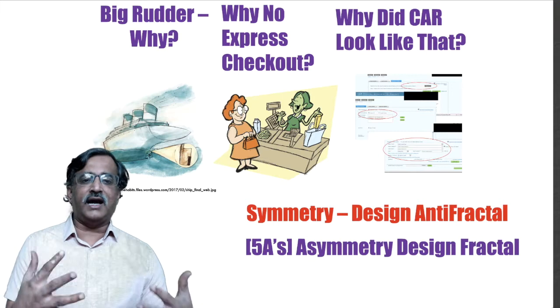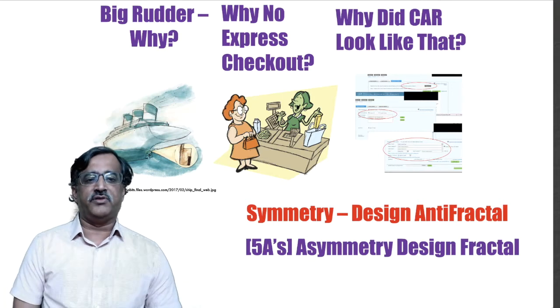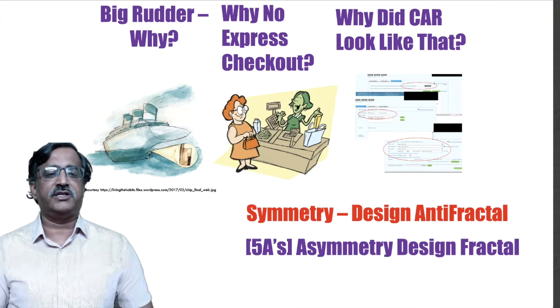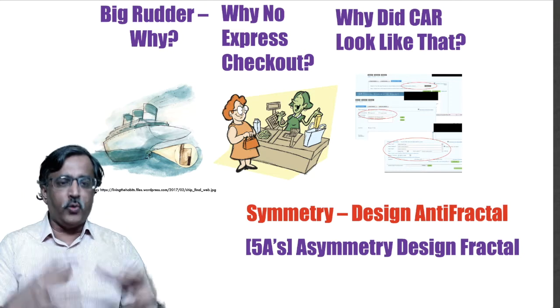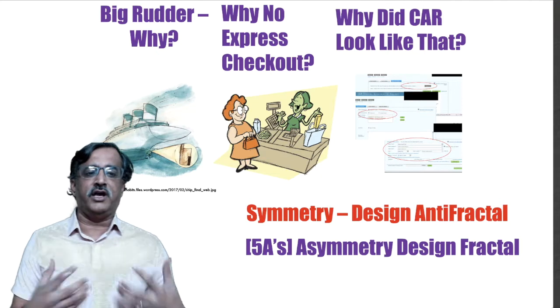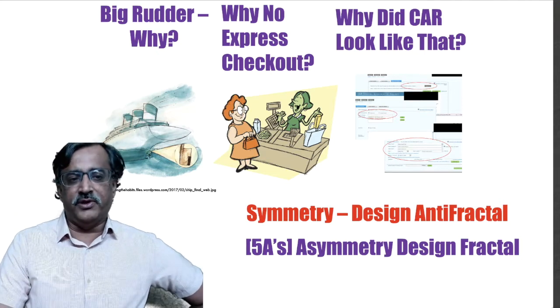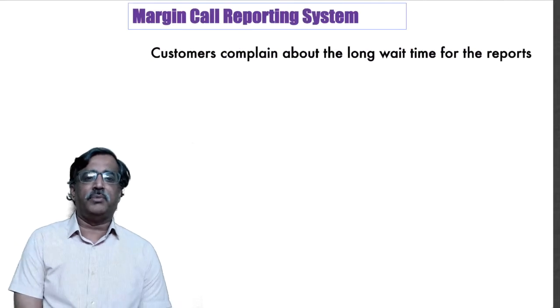So to counter that, we can use asymmetric design principle. Trim tab is using the asymmetric design principle. Express checkout is an asymmetric design. Quick CAR is an asymmetric design. So we can use this principle to design new kinds of digital transformations. So let me give you a couple more examples.